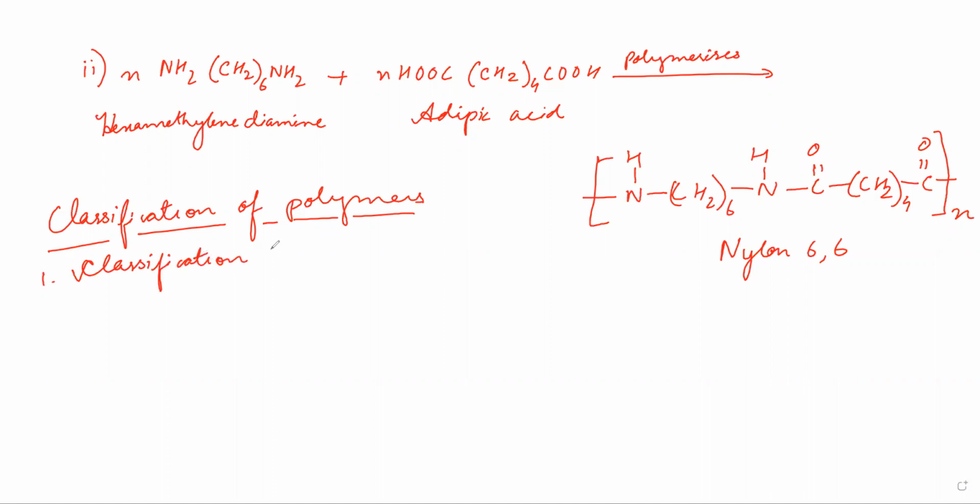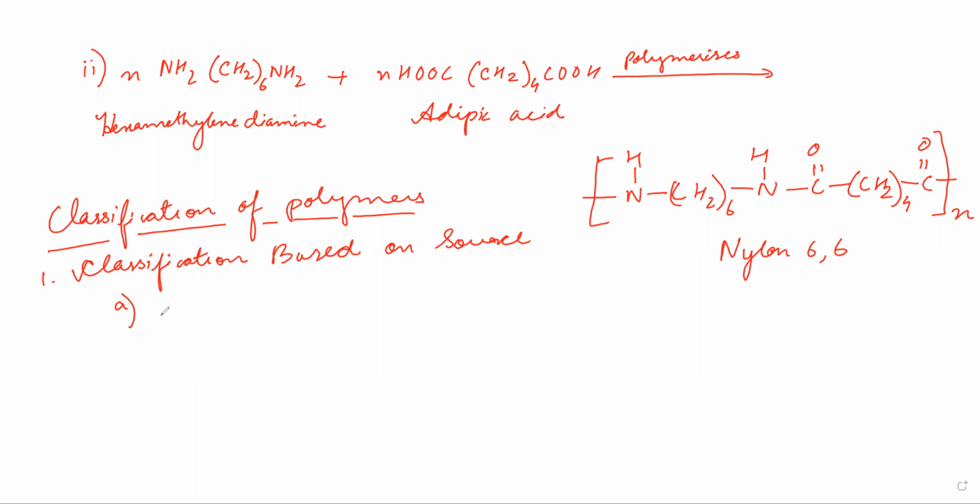If you have a CBSE background, this is a Class 8 chapter. Classification based on source. That means we are going to see the polymer from where they have their monomers, or from where they are getting the raw material.